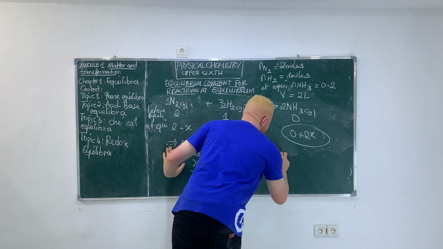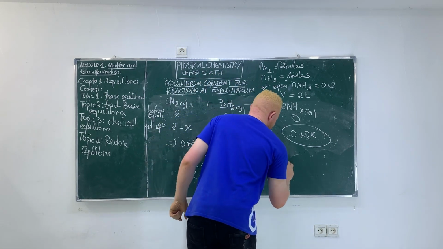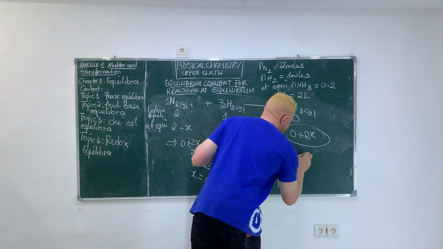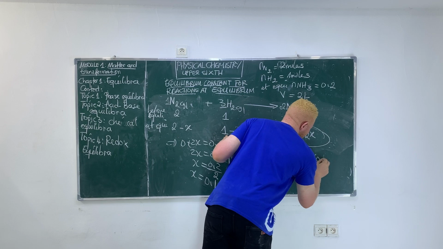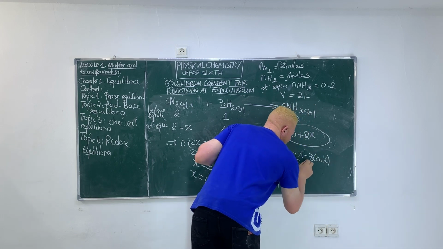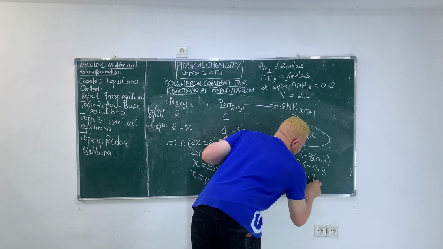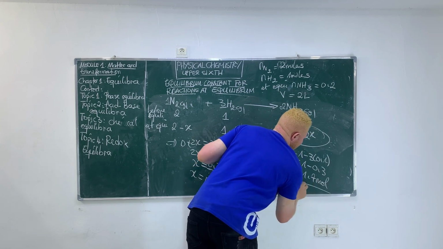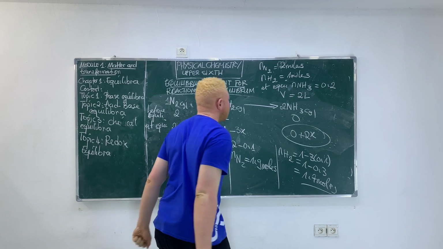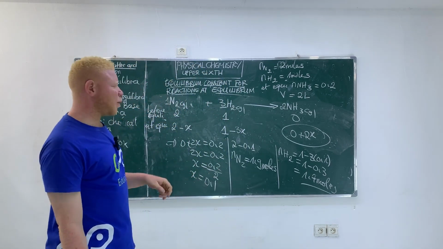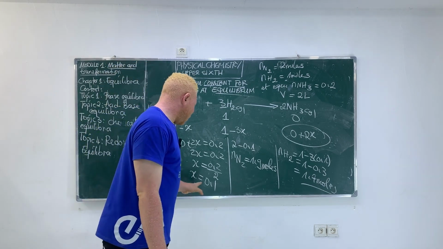Number of moles of hydrogen equals 1 minus 3 into 0.1. 1 minus 0.3, which will give us 1.7 moles. Beautiful. So we're going to take this data somewhere because I have to wipe the board.